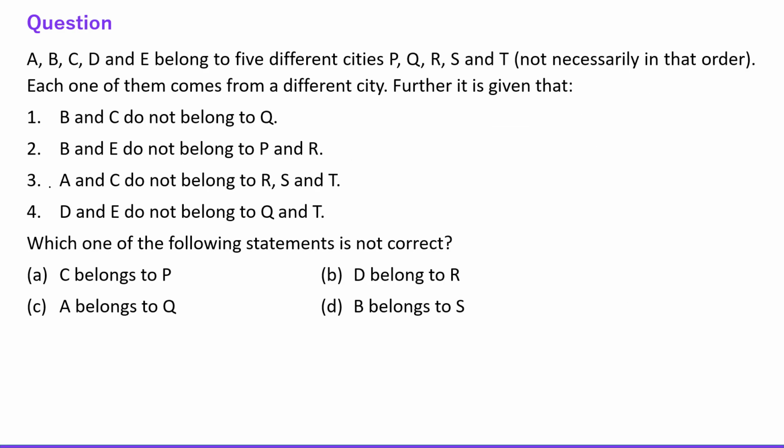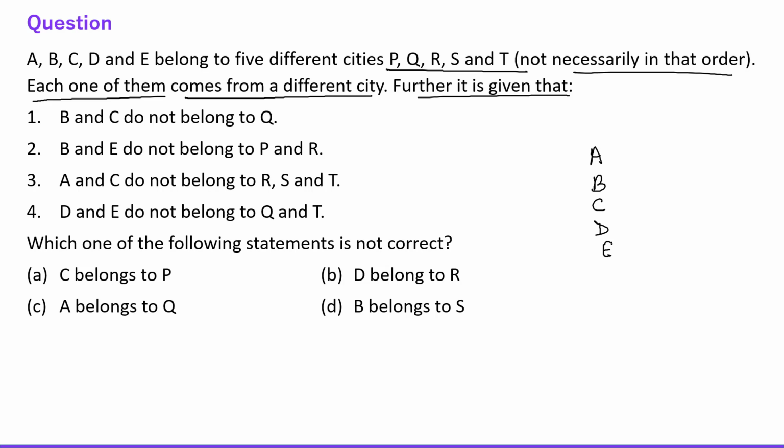All right. Now let's move to the other one. Next question is saying A, B, C, D and E belong to 5 different cities, P, Q, R, S and T, not necessarily in that order. Each one of them comes from a different city. Further, it is given that... So everyone, just try to list all the cities and A, B, C, D, E. The first statement says B and C don't belong to Q.